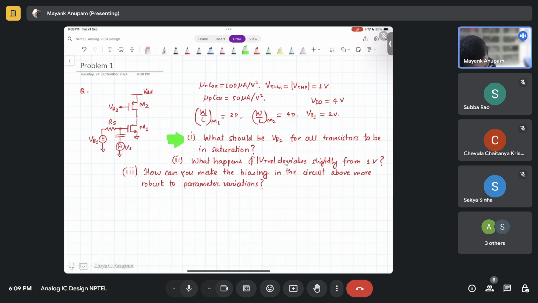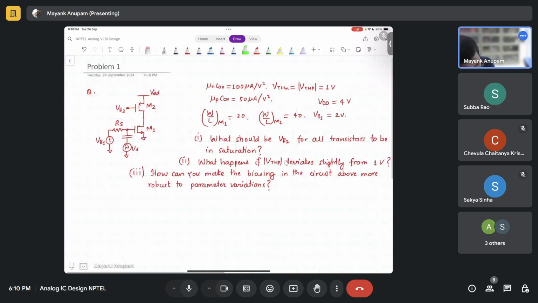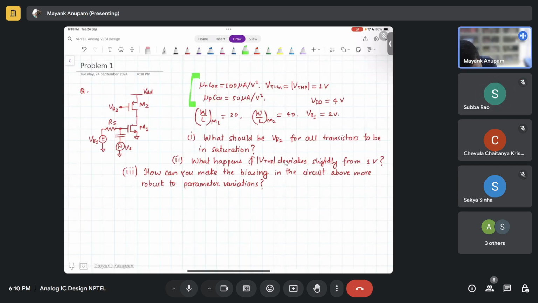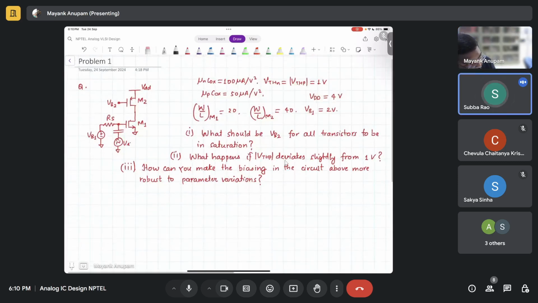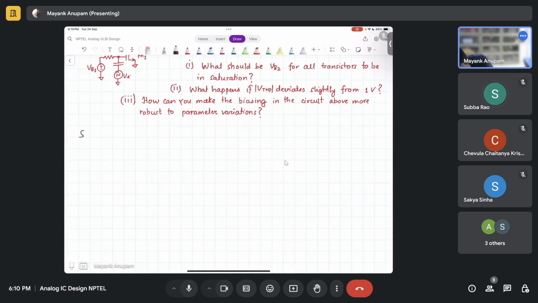Okay, so tell me, how do I proceed with this question? Sir, you have told that W by L for M2 is 40. Please repeat the reason, sir. Oh, I was under the impression that this is covered. So this is the mu p Cox factor, and you can see that it is 2 times lower. The mobility of holes is 2 times lower than the mobility of electrons, correct? So to make sure that the current matches, you know that in saturation the current equation is mu p Cox into W by L. Yes, got it, sir. Thank you. Good.